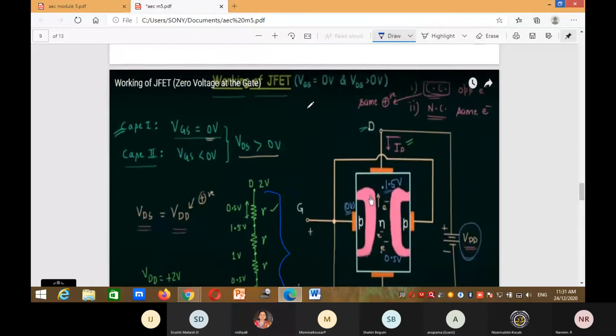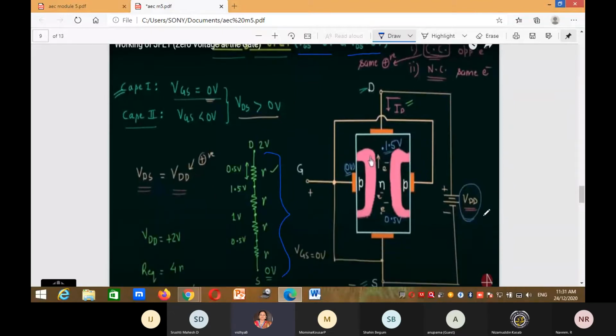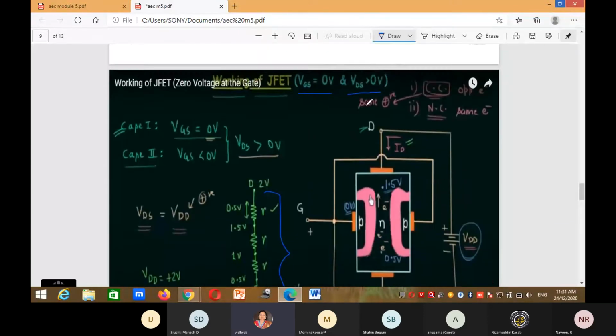First, we shall consider VGS equal to 0 and VDS greater than 0. Greater than 0 is nothing but a positive value. We shall consider the positive value as VDD, since we don't know the value of the voltage. So the voltage between drain and source is VDD. Source, you can observe here, CC and NC.